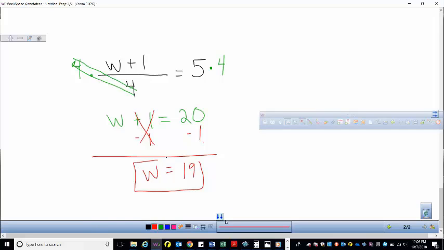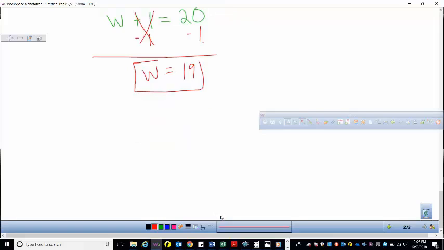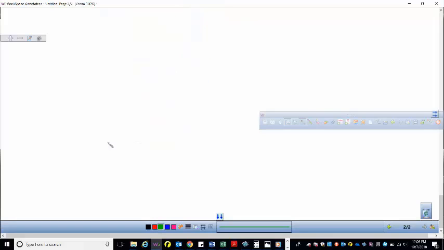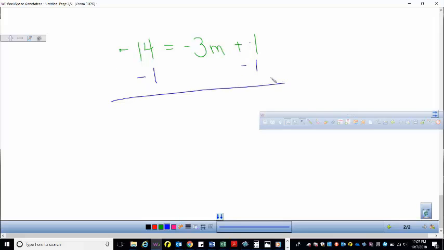Okay, those are 2 steps. They can be a little tricky. Just watch your positive and negatives. I can show you one more. I could say like negative 14 equals negative 3m plus 1. So here I have multiply, I have plus, so I'm going to do minus 1 on both. The right side and the left side always has to be both sides, so these cancel. So I have negative 3m left on the right, negative 14, negative 1, negative 15.